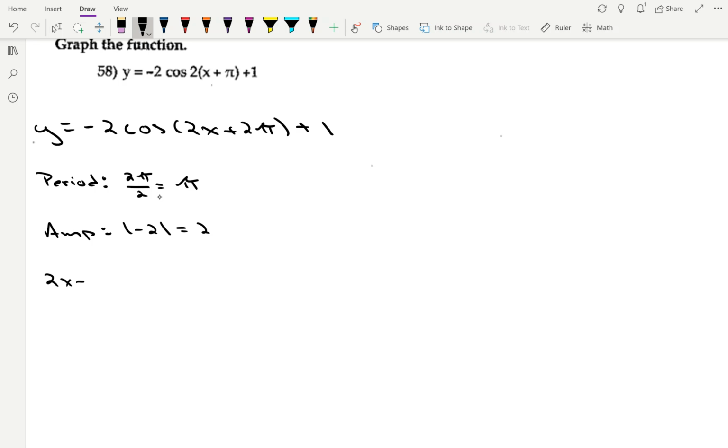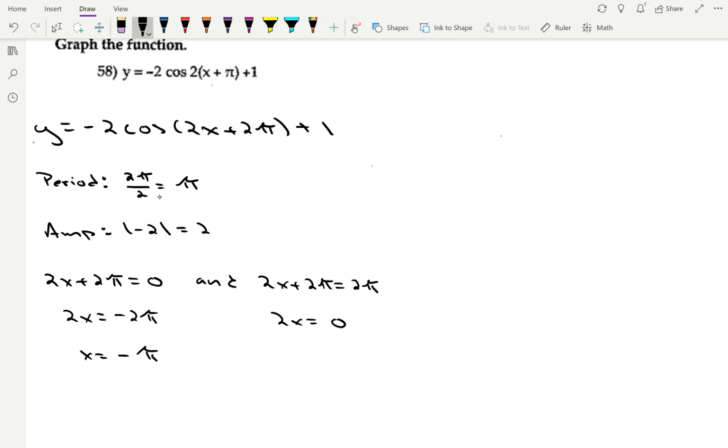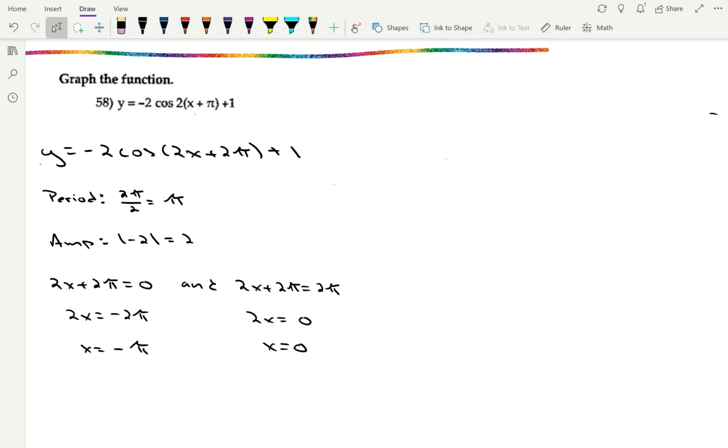Okay, the next thing we do is we want to find the beginning and the end. We know the period is 2 pi. So we go from 0, and we also set it equal to 2 pi. If we do a little math, we get 2x is equal to -2 pi. So x is equal to -pi. And over here we get 2x is equal to 0, so x is equal to 0.